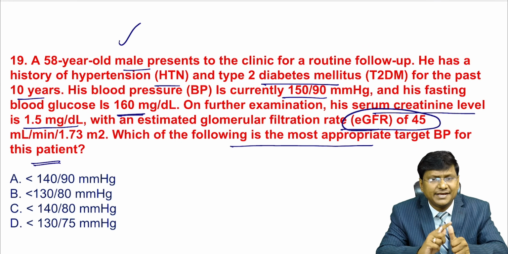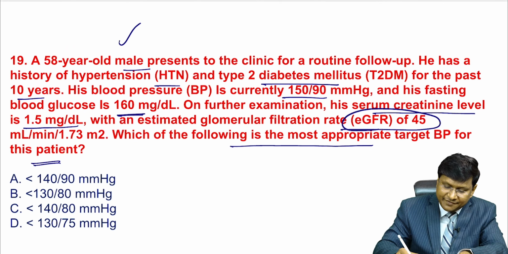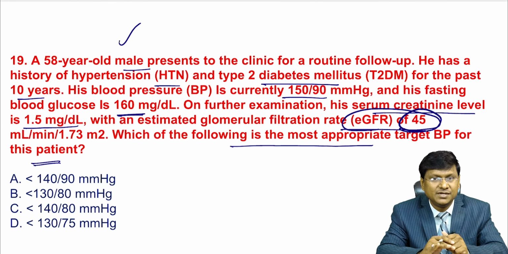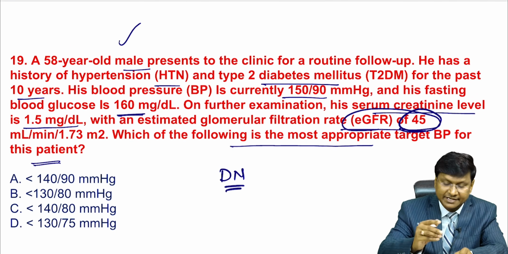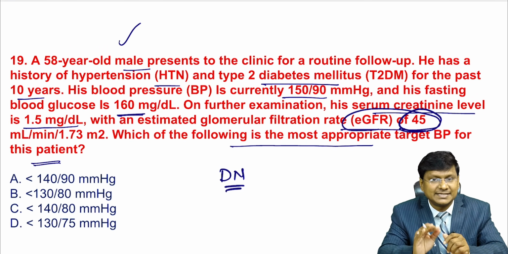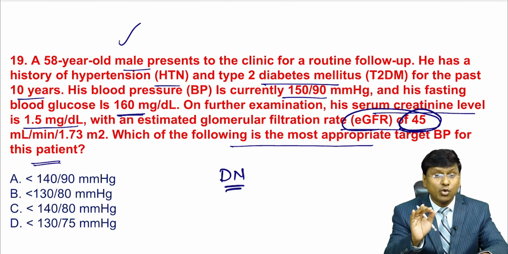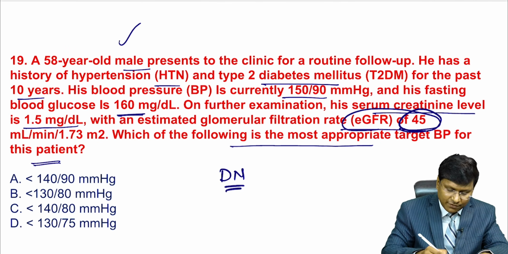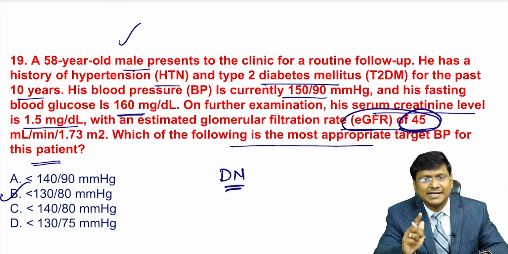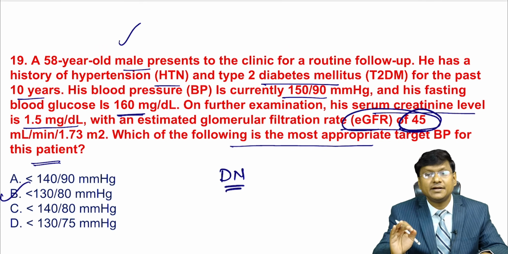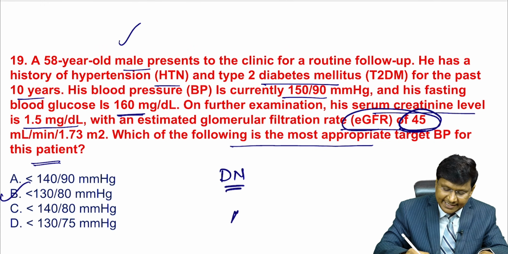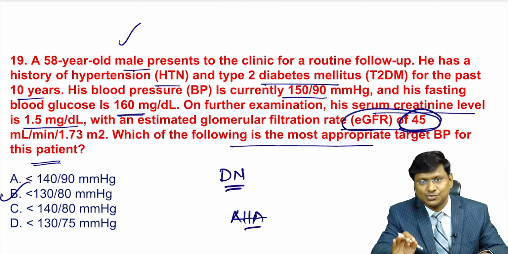So the patient is diabetic. Blood pressure is 150/90, and the GFR is reduced to less than 45. So it is a feature suggestive of diabetic nephropathy. So the target blood pressure in case of diabetic nephropathy is less than 130 by 80. This is the guideline from the American Diabetes Association, or the American Heart Association.